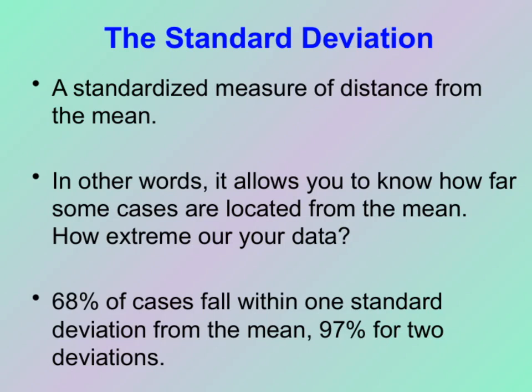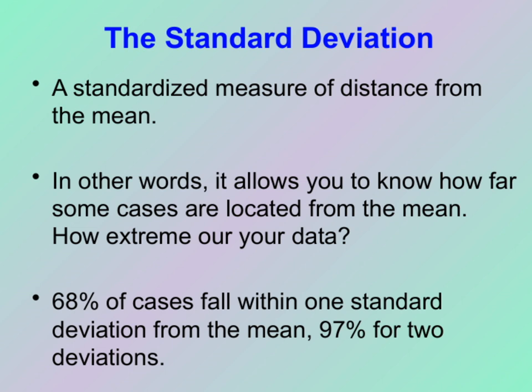So, what we're talking about here is a standardized measure of distance from the mean. Essentially, it helps us understand how far individual data points are from the average value in our dataset. In other words, it tells us how extreme or typical our data points are compared to the mean.